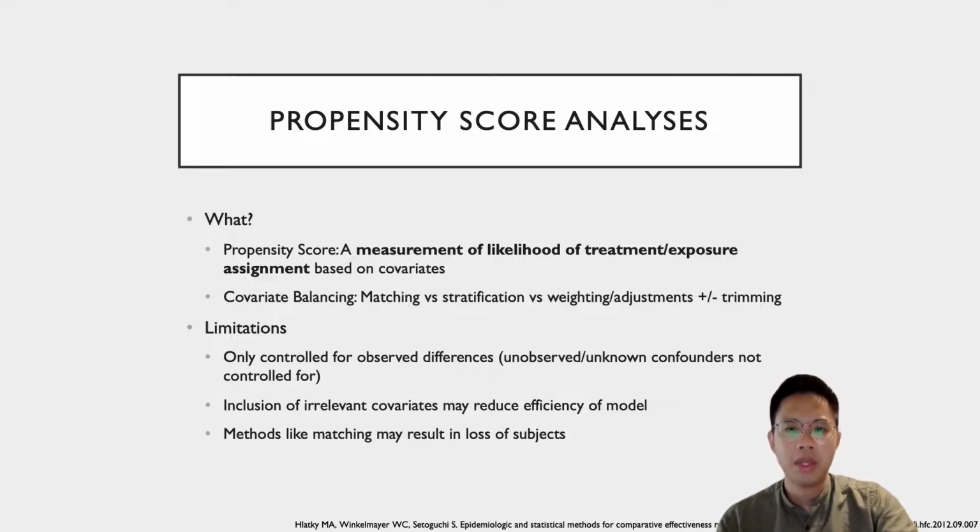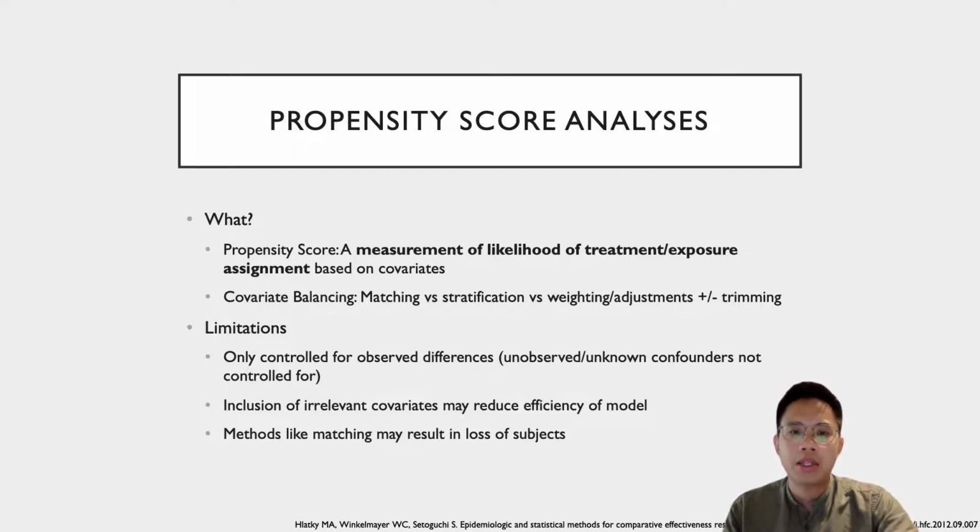You can stratify them based on the scores as well, or you can do some intermediate method that involves weighting or adjusting. So instead of doing something so drastic as matching, where you basically cull away all the other participants or subjects that do not match, you can use some form of weighting system that allows these participants to contribute a different weight in the overall analysis.